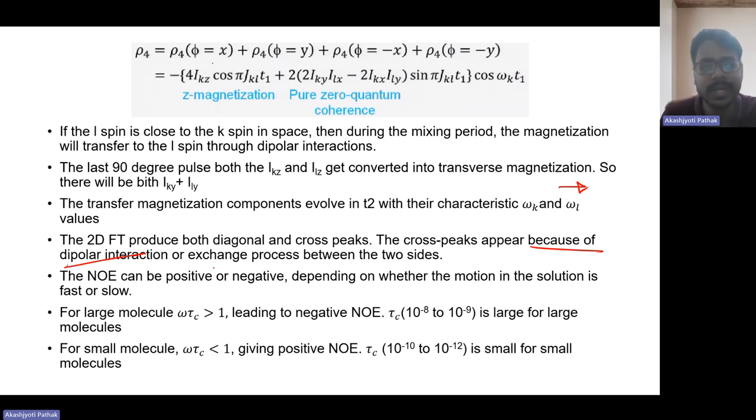This is a polarization transfer experiment. The NOE can be positive or negative. All these concepts we had discussed in week number 7 or 8: in which case the NOE will be positive, in which case the NOE will be negative. That depends on the correlation time. For large molecules, the correlation time is very large, so omega tau c becomes greater than 1 and we get a negative NOE. But for small molecules, the correlation time is small, of the order of 10 to the power minus 10 to 10 to the power minus 12, and this gives us positive NOE. So remember these concepts.